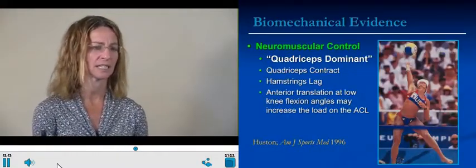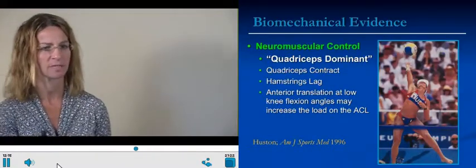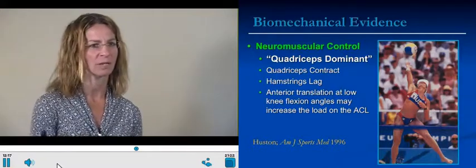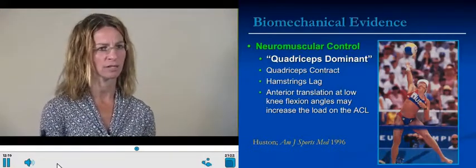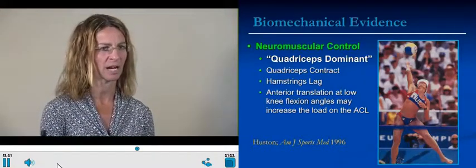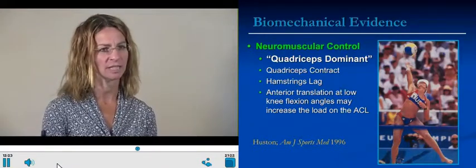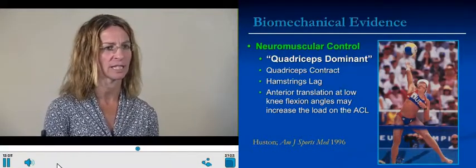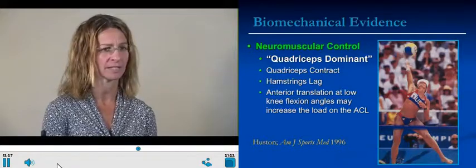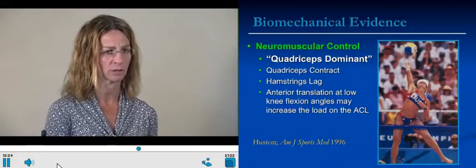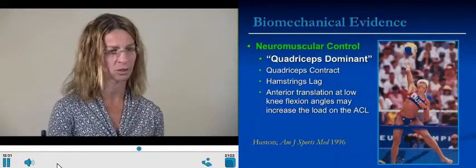Houston, back in 1996, actually coined the term quadriceps dominant. And this was, again, females: they contract their quadriceps, and the hamstrings lag behind. And we know that anterior translation at low knee flexion angles increases the load on the ACL, which is why it's so important to train those hamstrings to work and not just be quad dominant.